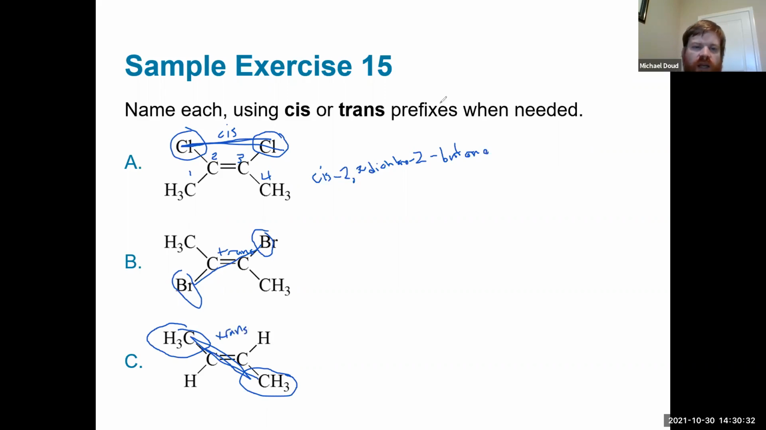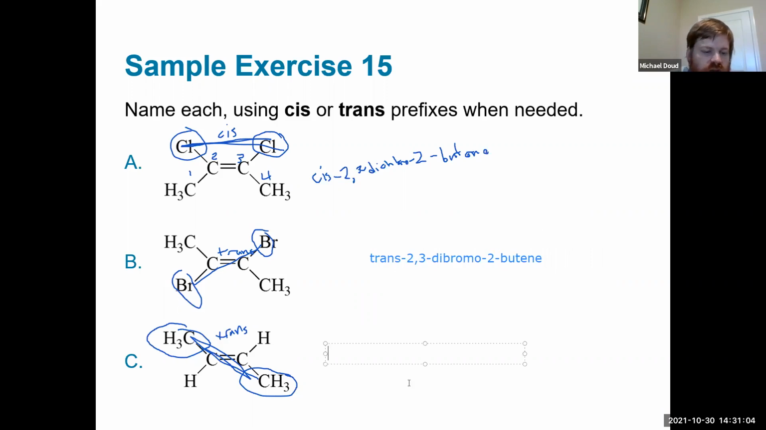Okay, then to finish up the names, we can just do that live together. I'll just walk you through. So we know in this case, again, we have butene, right? 2-butene. And then we have bromo at carbons 2 and 3. So 2,3-dibromo-2-butene. And then we agreed it was a trans isomer, right?